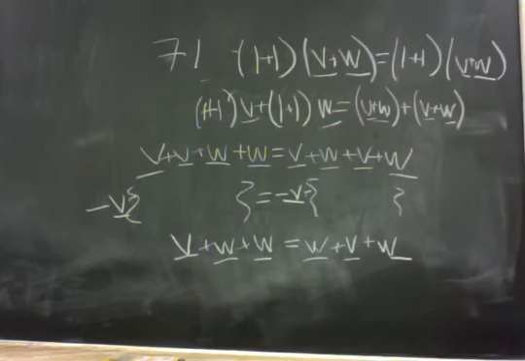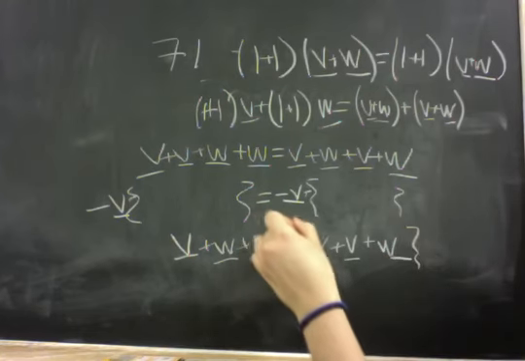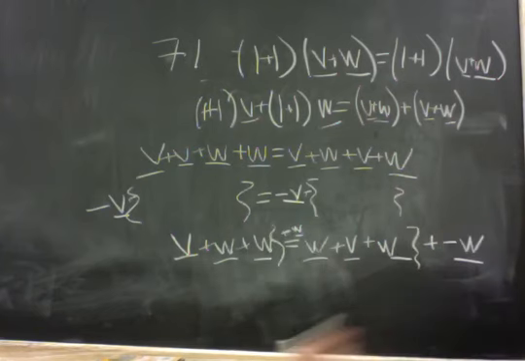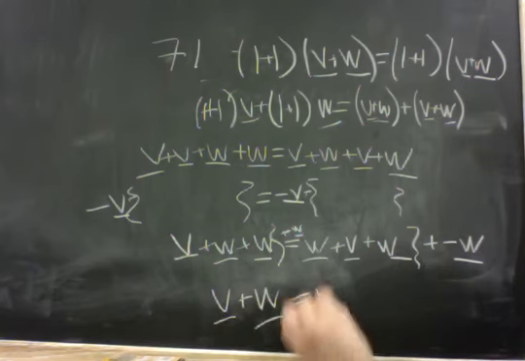W also has a right additive inverse, so we add negative w to both sides, and what we're left with is v plus w equals w plus v, and so addition commutes.